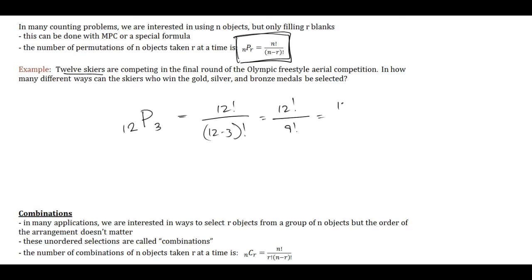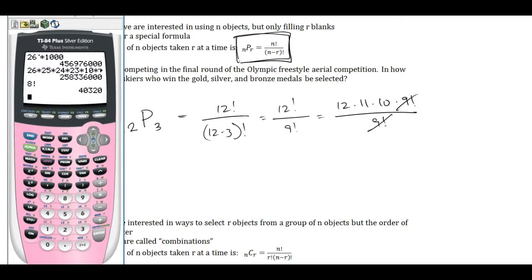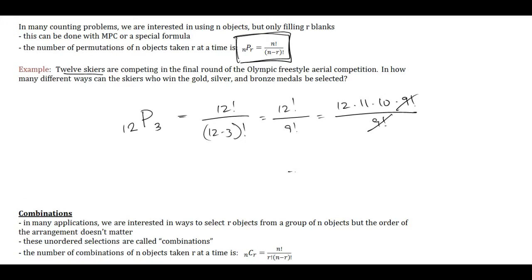Now here's the cool part. 12 times 11 times 10 times 9 factorial, all over 9 factorial. Boom, boom. This is really just 12 times 11 times 10. Again, I said you could do it on your calculator, so let's scroll over and get Sheila here and say, all right, Sheila, we're going to type in the number 12, and then we're going to hit math, go over to probability again, and look at number 2 is nPr. And then we put 3, and it says, hey, there's 1,320 different ways to arrange 12 skiers into medals.